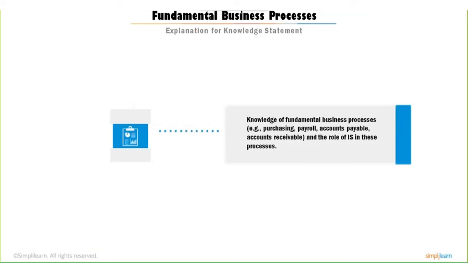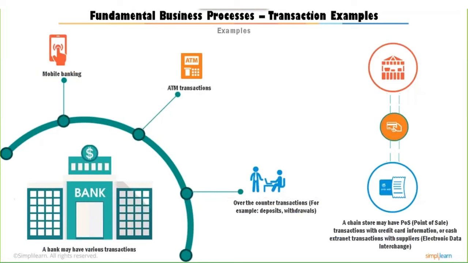As an auditor, you need to be aware of different fundamental business processes. They have given one example of transactions, just like a bank. In this, you will have mobile banking and ATM transactions. Then you have a chain store, which has point of sale transactions with credit card information, and electronic data interchange.